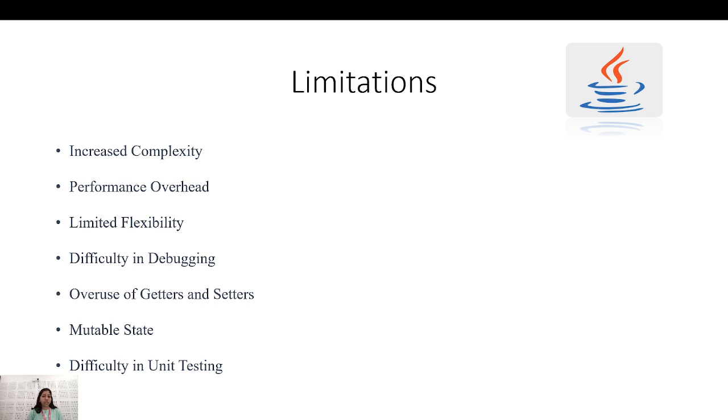So, what are the limitations of this? Increased complexity, performance overhead, limited flexibility, and difficulty in debugging. As we are using different types of access modifiers, it is quite difficult to debug. Overuse of getter and setter methods will enlarge your code. Mutable state: if we are using mutable classes for encapsulation, then that will be an issue, and there is difficulty in unit testing.